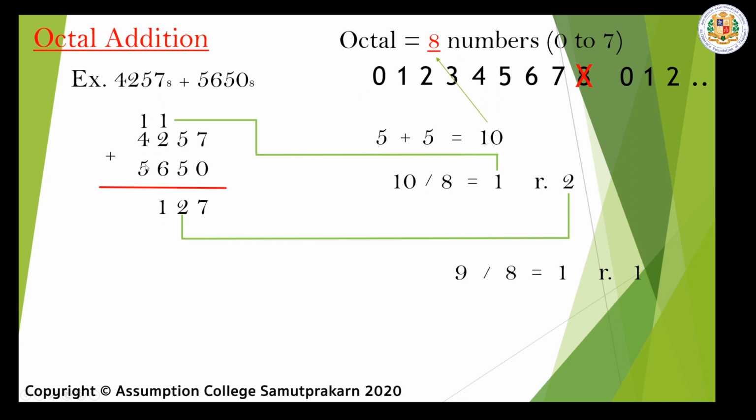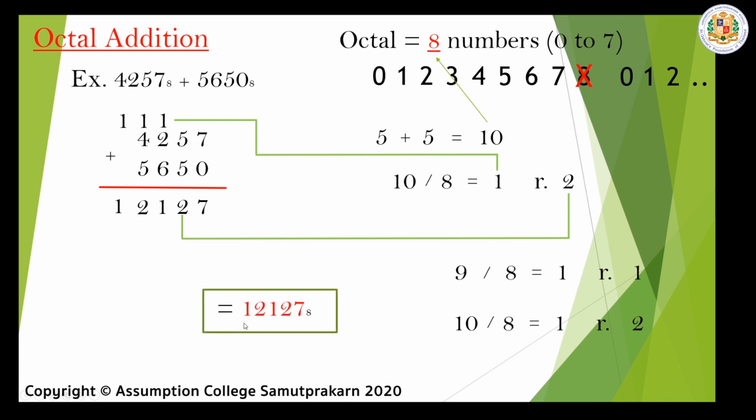Plus 5 is equal to 10. It's the same thing. So we cannot put 10 here. So what we do is 10 divided by 8 is equal to 1, remainder 2. Remainder 2 goes over here, and 1 goes over here as our carry. Okay, carry 1. There's no number here anymore, so put down 1. So the answer is 12127.